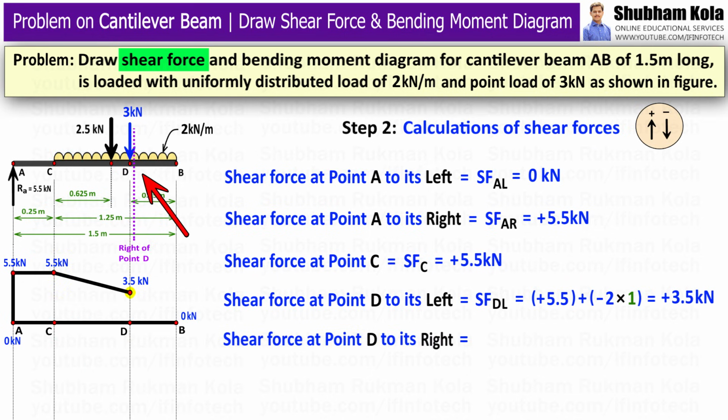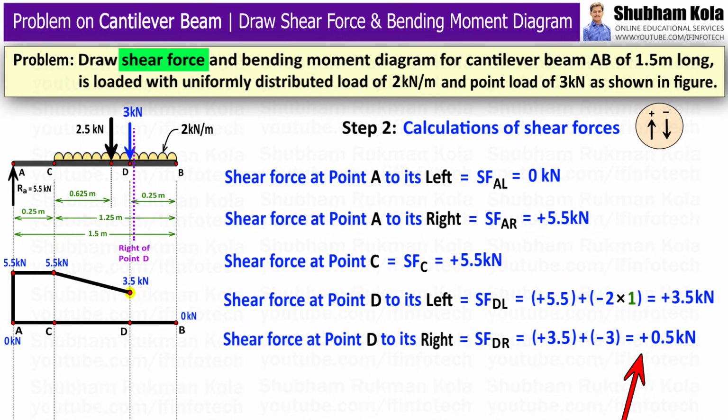Now if I go to the section to the right of point D, that is SF at point D to its right, equal to. So here I will carry forward previous value of shear force up to point D to its left, that is 3.5 kN, and when we move towards the right of point D, then there is point load. So as per the sign convention, downward force is negative, so we will add this force with minus 3 kN. So this will get the shear force plus 0.5 kN.